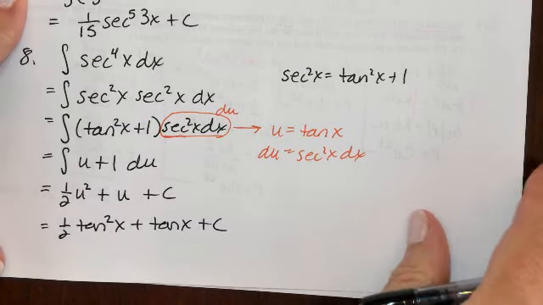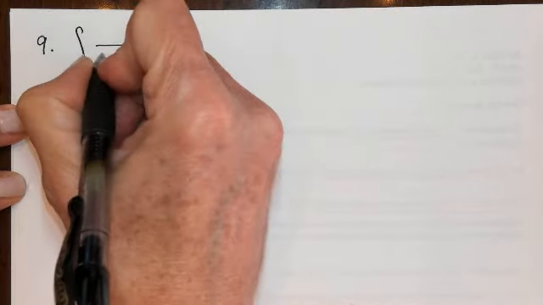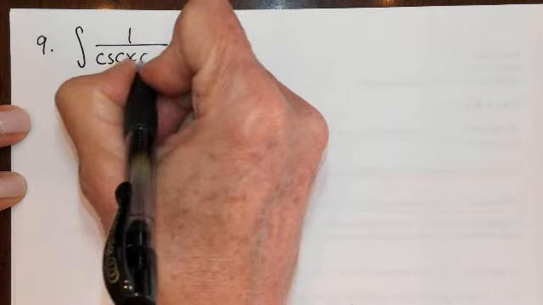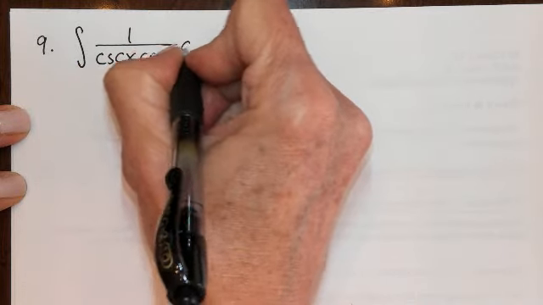Okay? A couple more examples. Number 9. This is where I usually get a groan in the classroom when I say 2 more examples. Okay. Antiderivative of 1 over cosecant x cotangent x dx. Okay, what to do here?